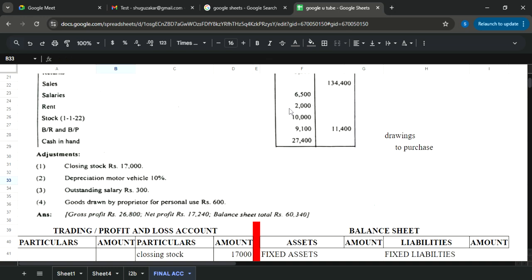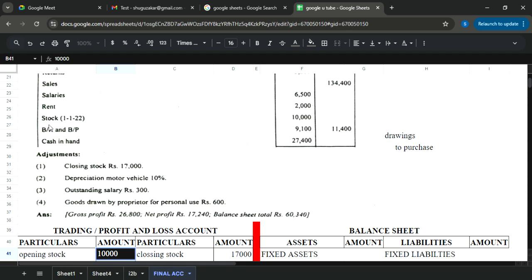Now stock is given, and 1/1/22, meaning 1st January, is given, so this is opening stock. We will come to the trading account and write opening stock. The amount of stock is 10,000.